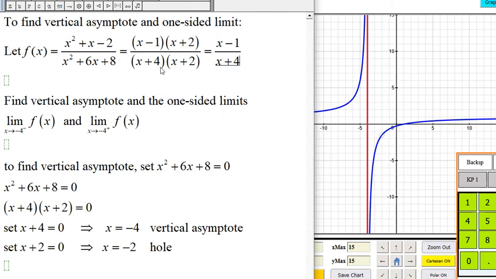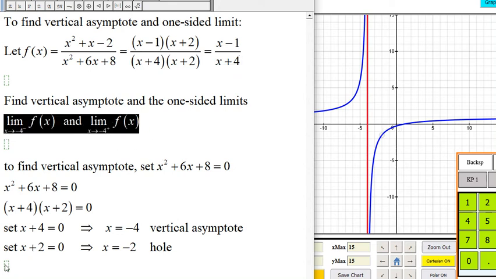And so once again, from the x plus 4, we get a vertical asymptote with equation x equal to negative 4. And then for the factor x plus 2 here, we get a hole at x equal to negative 2. So there's a hole right here. And then now we want to find the limit. Since we have a vertical asymptote here, let's approach negative 4 from the left and approach negative 4 from the right. So we want to find these one-sided limits.